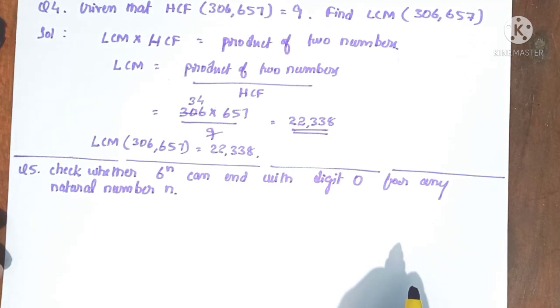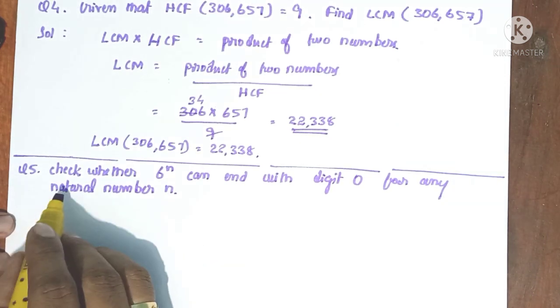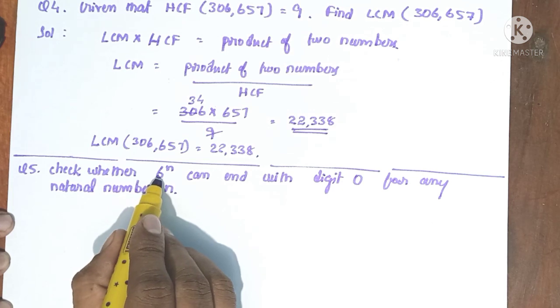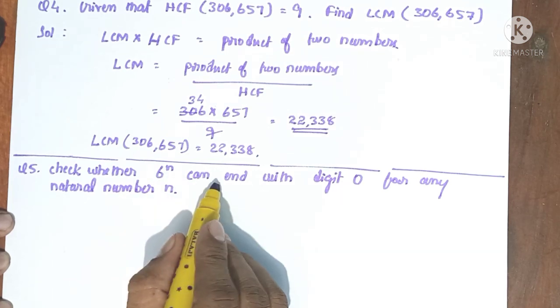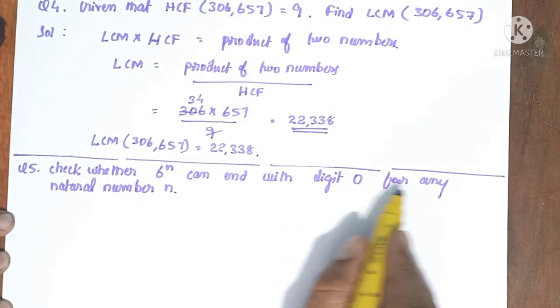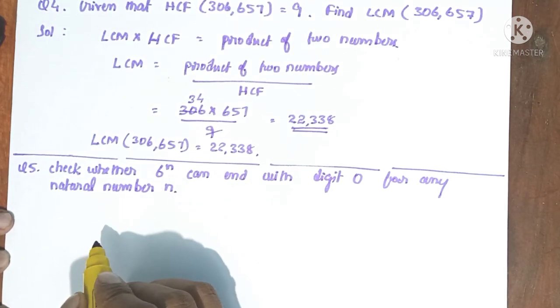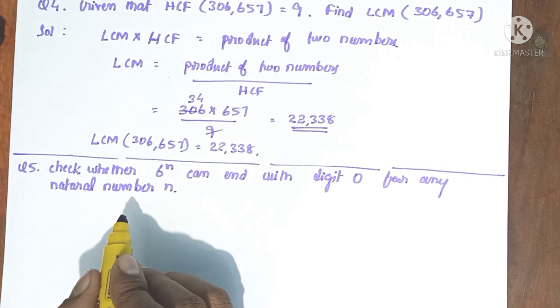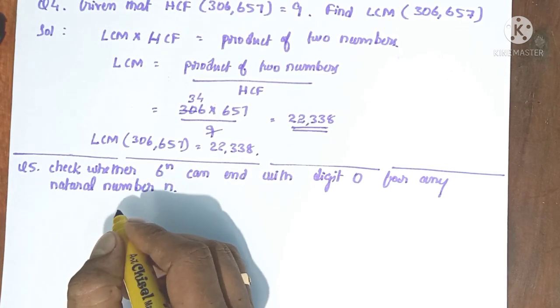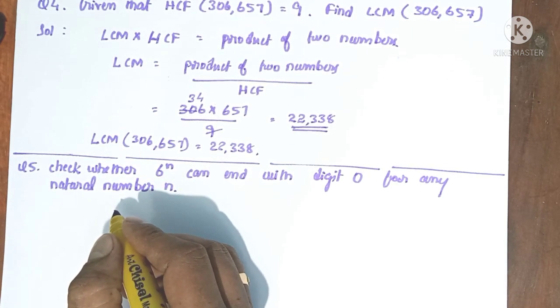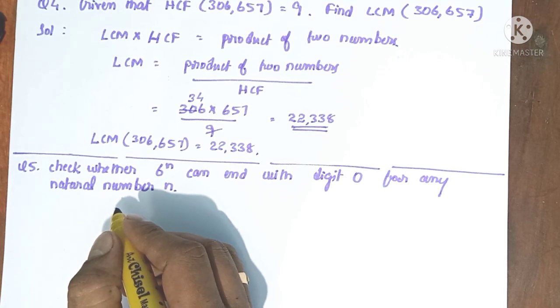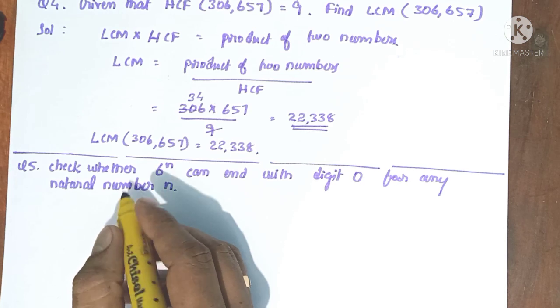Okay, now let's see question number 5. What is the question? Check whether 6 to the power n can end with digit 0 for any natural number n. Okay, this is the question. We know that if a number ends with 0, then its prime factors must be a pair of 2 and 5.